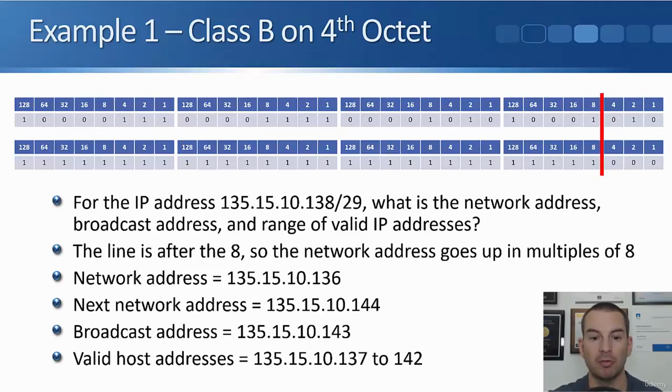So the network address must be 135.15.10.136. The line is after the 8, so we add 8 to 136. The next network address would be 135.15.10.144. And if the next network address is 144, then the broadcast address must be 135.15.10.143. And the valid addresses for our hosts fall between the network address and the broadcast address. So that's 135.15.10.137 up to 142.